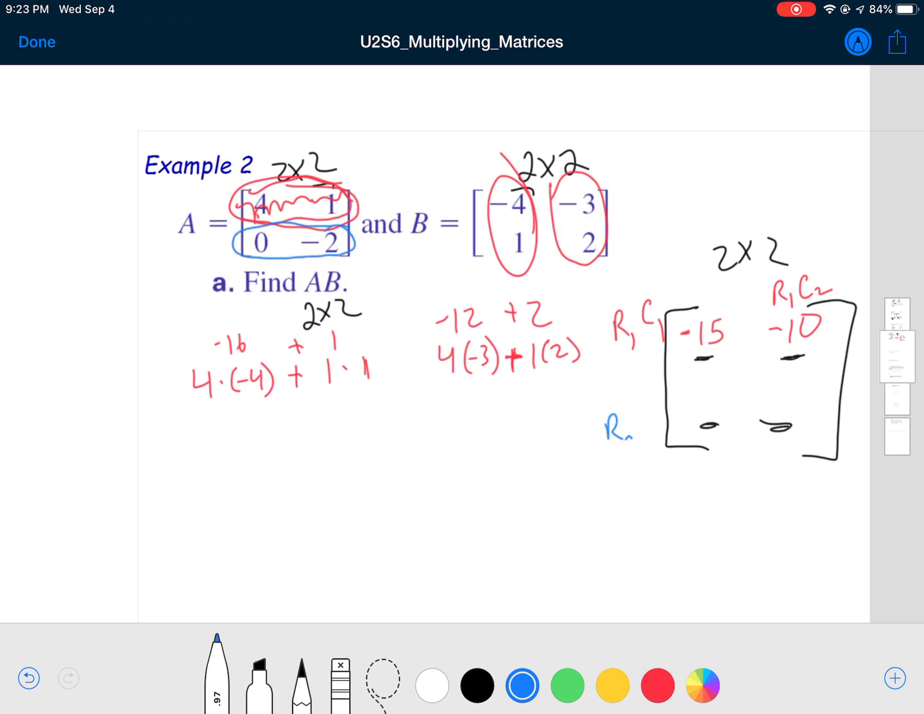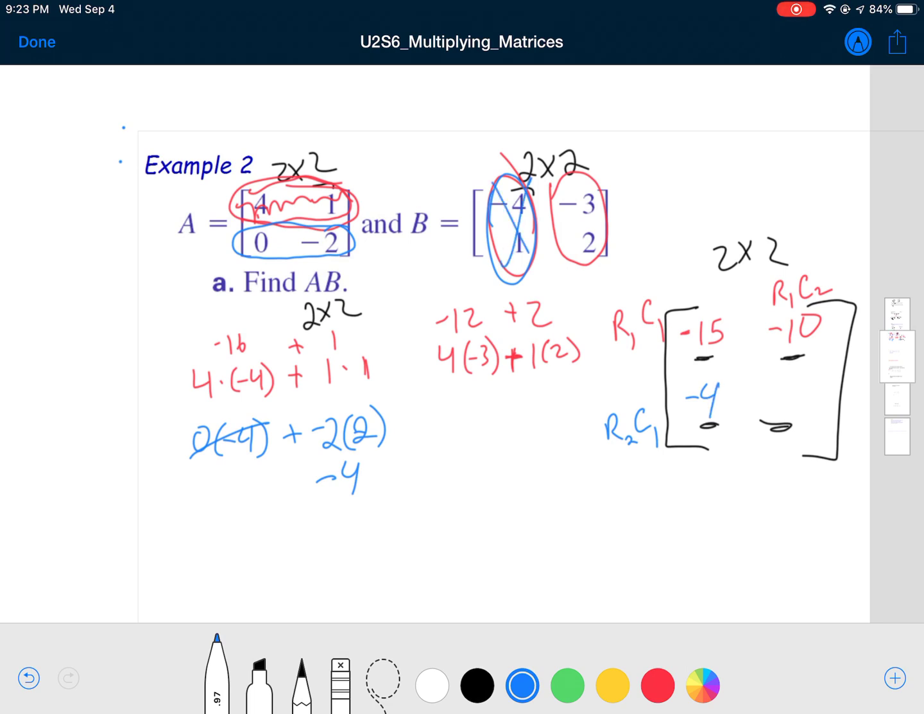Okay, so again, I'll go by position. This is row 2, column 1. So I'll take row 2 and column 1. And I'll go 0 times -4 plus -2 times 2. That's going to give me 0. That's going to give me -4. So there's my resulting number.